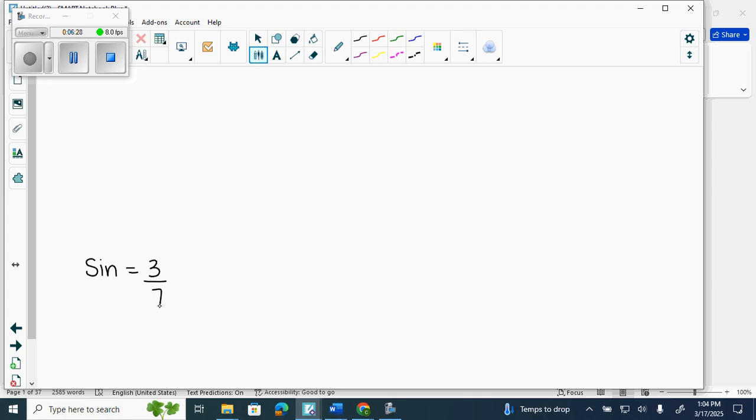You might be like, well, why are you saying sin now instead of sine? Because you say sine when it has a what beside it? A theta or an x or a something. You guys forget this. I get this all the time.